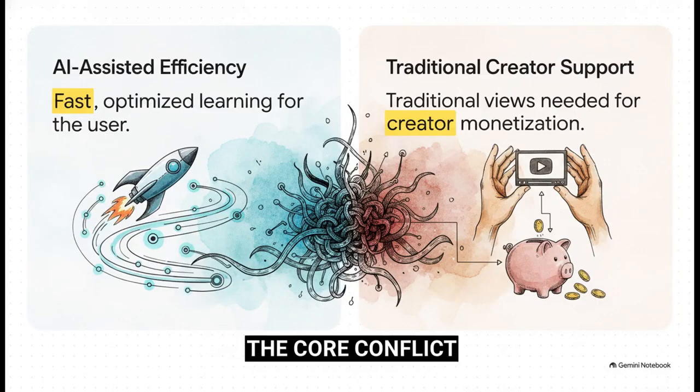So here is the core conflict at play. On one side, we have AI-assisted efficiency, right? Users leveraging incredible technology for super fast, highly optimized learning without any of the bloat or pacing of a traditional video. But on the exact opposite side, we have traditional creator support. That's a media ecosystem fundamentally built on the premise that a direct view translates to monetization for the person who actually did the research and filmed that information. Right now, these two models are very much at odds with one another.